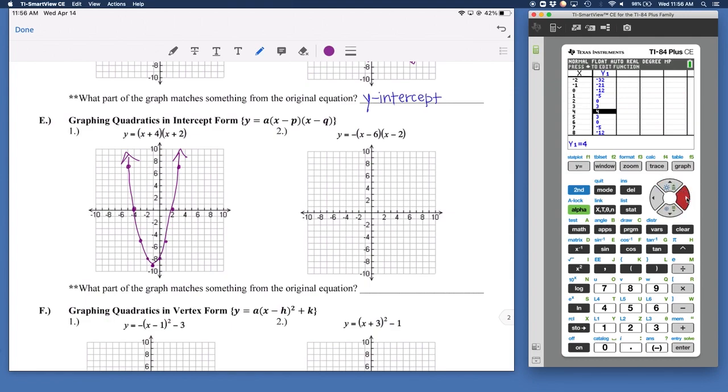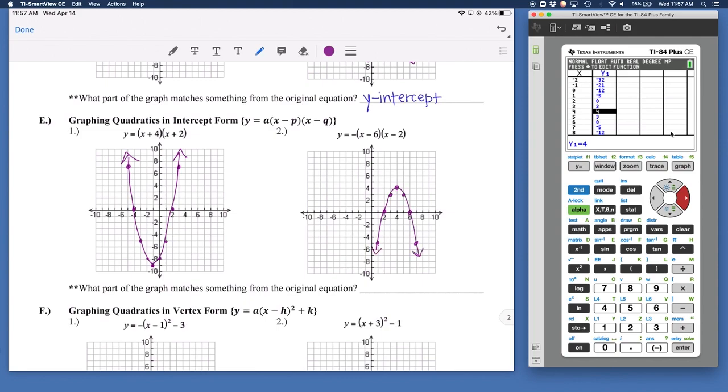It looks like it's kind of centered here around this 4. So 4 is my vertex. 3 is a point I want to plot, as well as 5. I've got 6 and 2, and then 1, -5. So that's 7, -5.